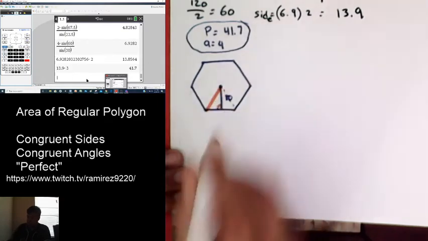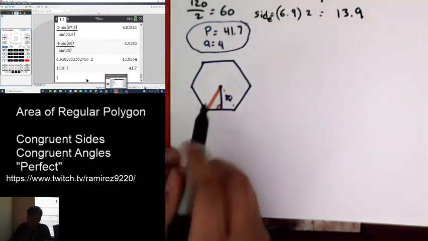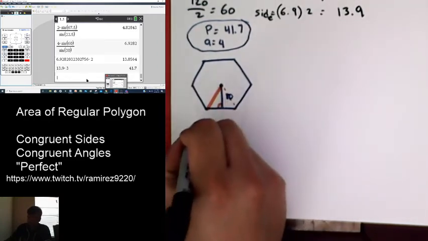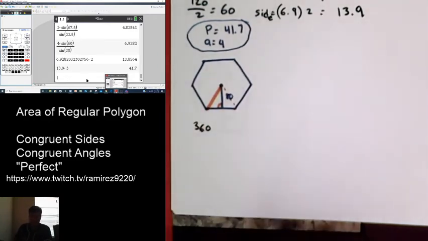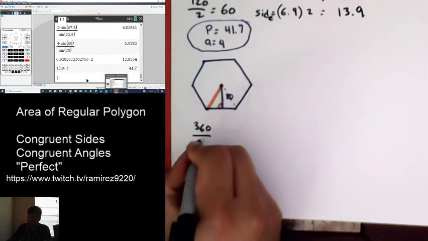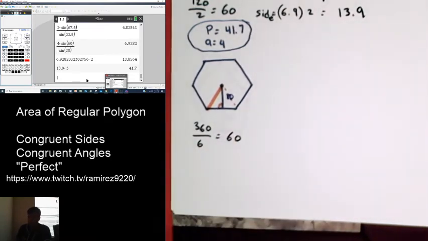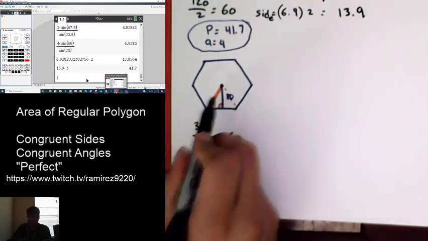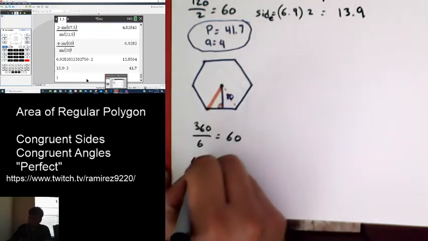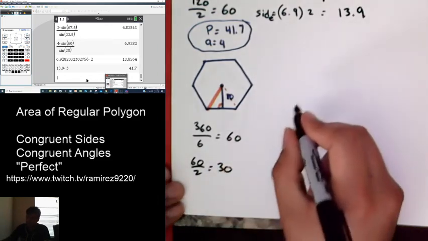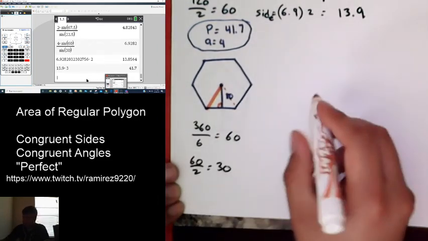To find out what this little angle right here is, same thing. We're going to get 360, and we're going to divide by the number of sides. In this case, 6. I get 60. But I have to divide that by 2 because I only care about that little piece. So 60 divided by 2, that is 30.